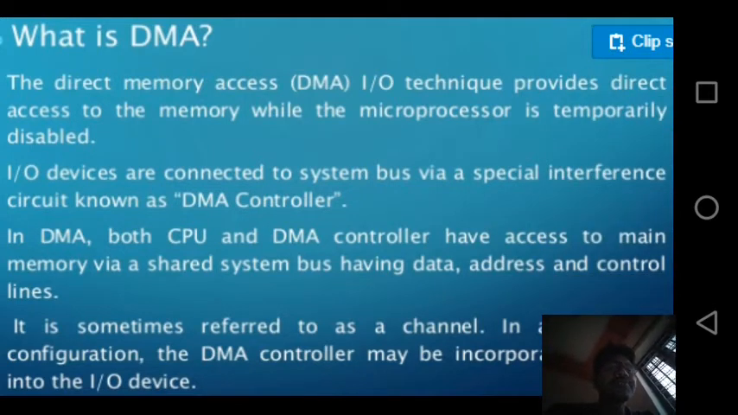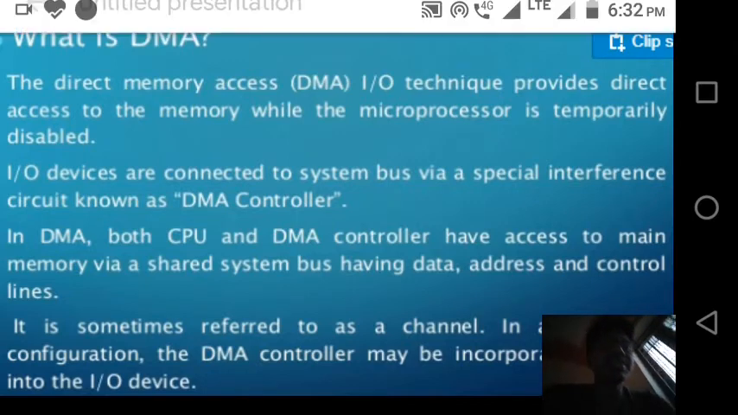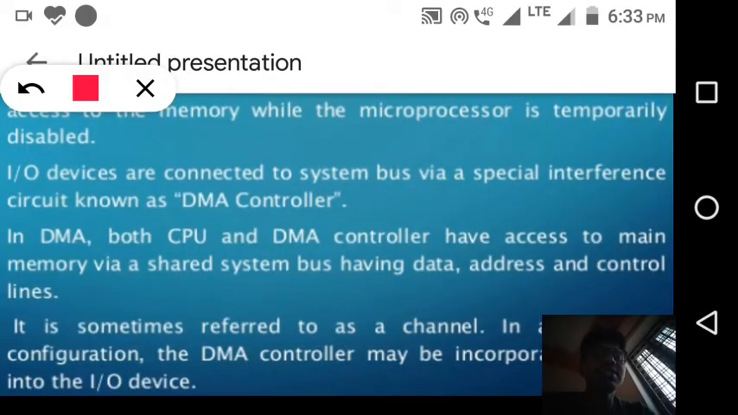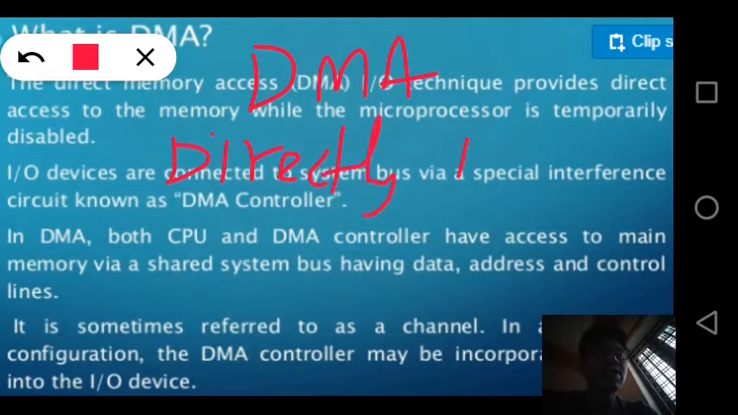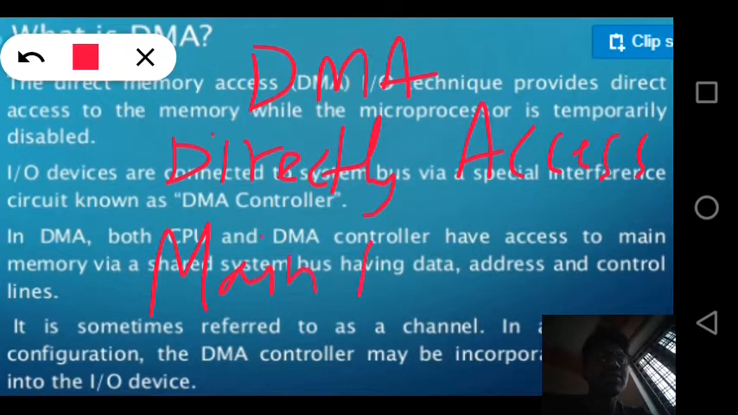See here, direct memory access. The direct memory access IO technique provides direct access to the memory while the processor is temporarily disabled. Why is it named direct memory access? Because the DMA can directly access main memory without involvement of the processor.